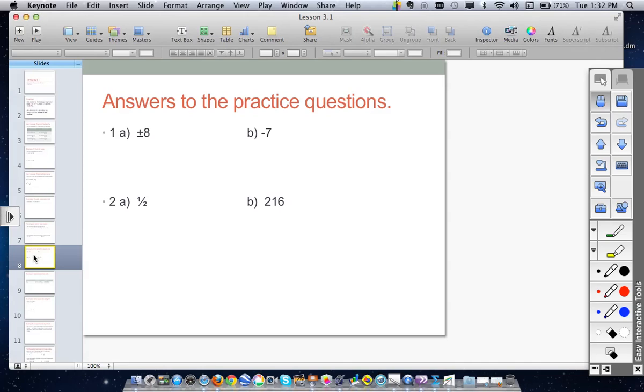Now, hopefully you've taken some time to pause and answer the questions. Here are the solutions. And if you have any questions about these 4 problems, we will discuss them in class next time. This concludes our first lesson. We'll finish up the next 3 examples on the next recording.